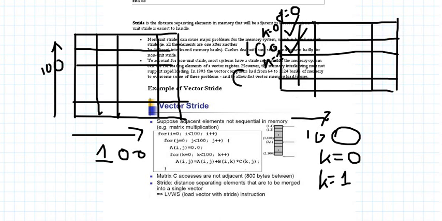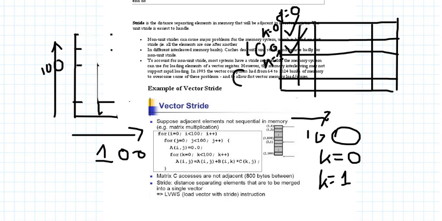So this is vector stride, which solves this problem, where the memory elements are not adjacent for a vector operation, but the elements are necessary to be punched into a single vector instruction. So give it a thought, take your time. This was all about vector processors.